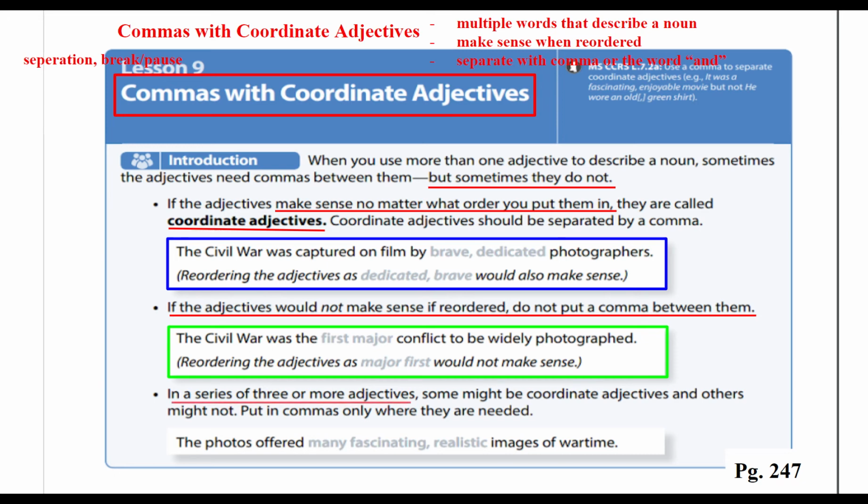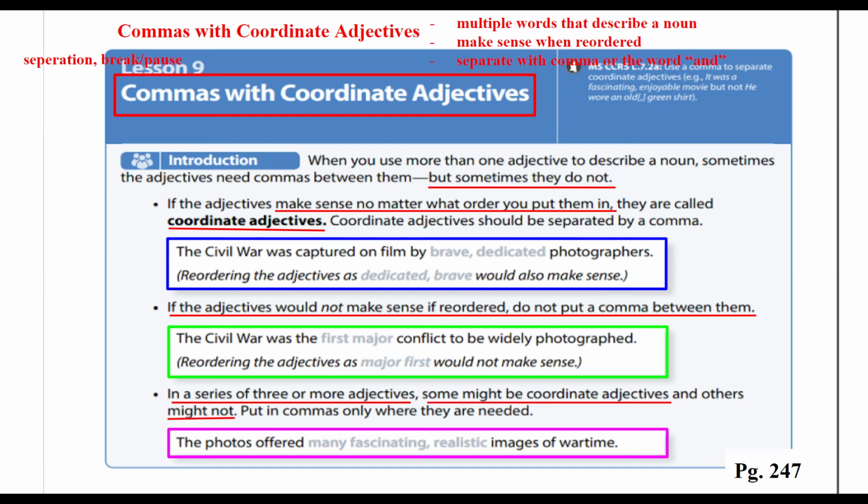So when you have a series of 3 or more adjectives, some might be coordinate adjectives and others might not be. You have to decide where the commas go, and if they are even needed. So I have an example down here for us with a series of 3 or more adjectives. This one has 3. And we're going to talk about how this is a coordinate adjective. The photos offered many fascinating, realistic images of wartime.